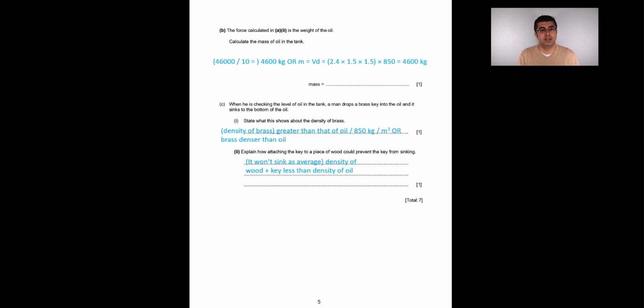Well, the oil tanker has also got a lot of air inside it because of the compartments where people live and cook and so on. And it's also full of oil, which is less dense than water. So collectively, the overall density of the oil tanker is less dense than the water, so it floats. So here, what we're looking for was the overall density of the oil with the wood and the key attached being less dense than the oil. So the key attached to the wood is less dense than the oil.